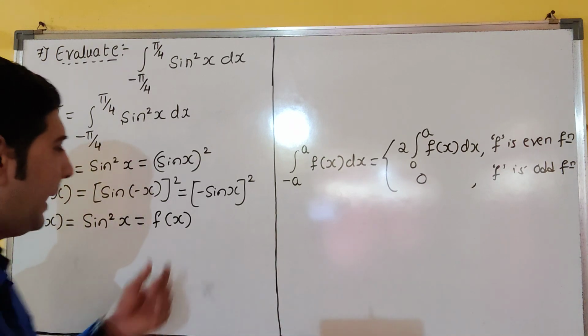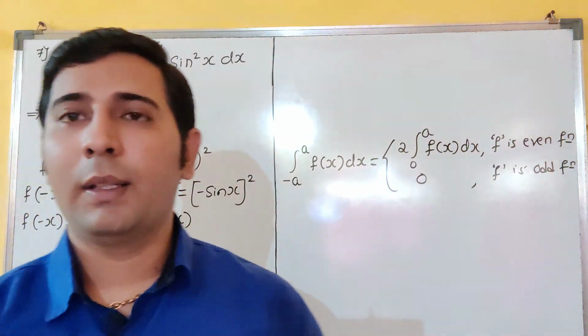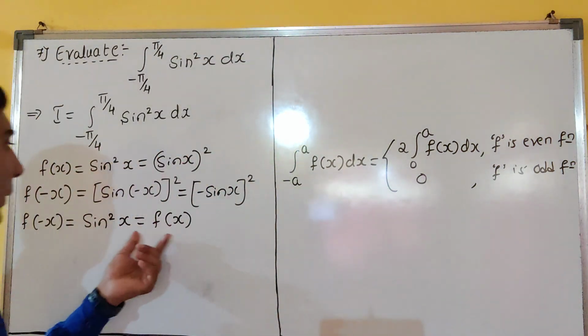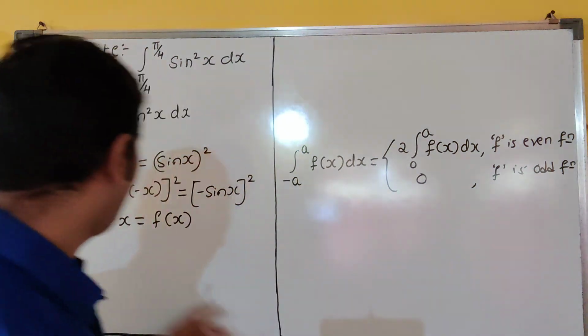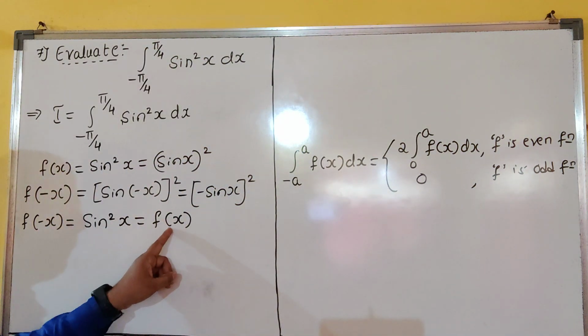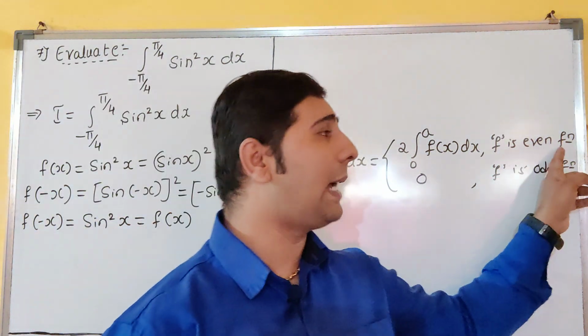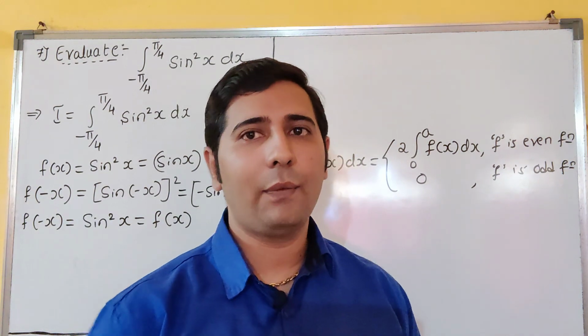f of minus x is giving the answer as what? f of x or not? Is this even or odd? f of minus x is giving f of x, which means f is an even function. Even function, you know how to solve.